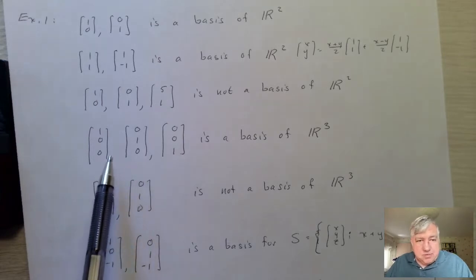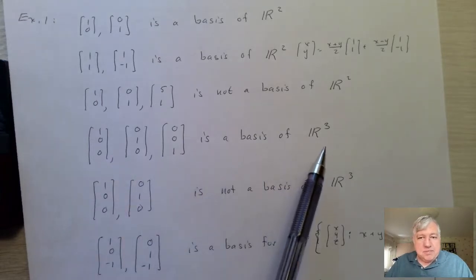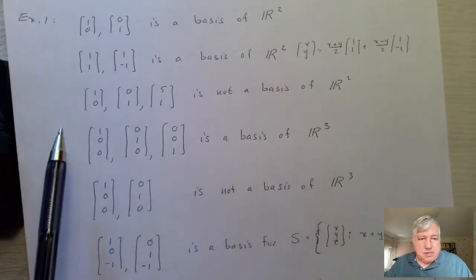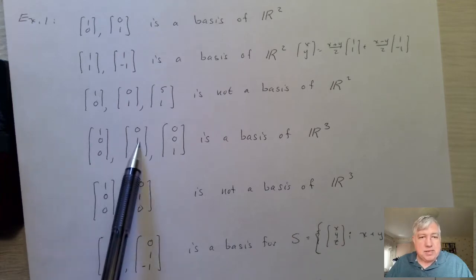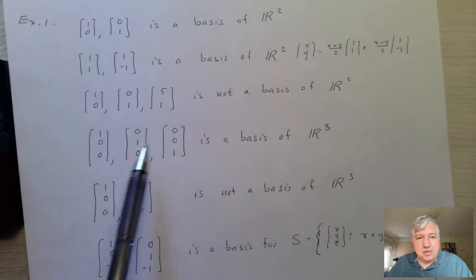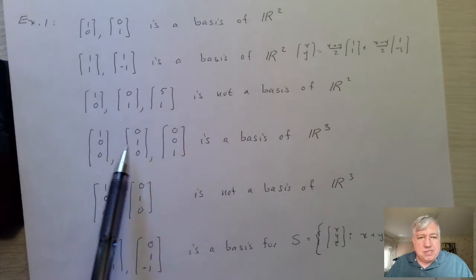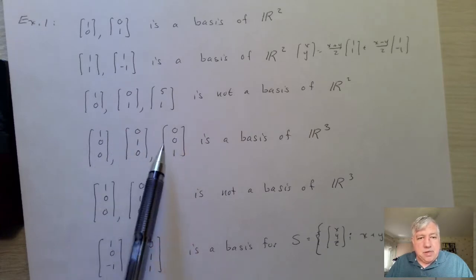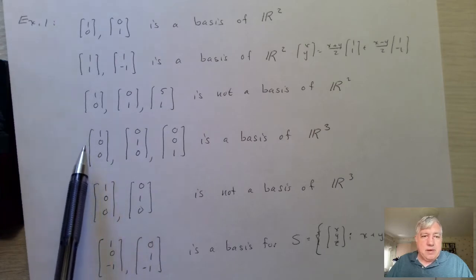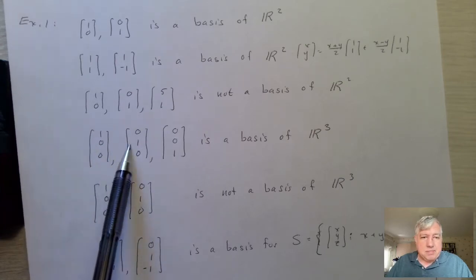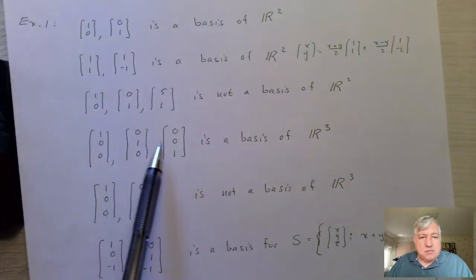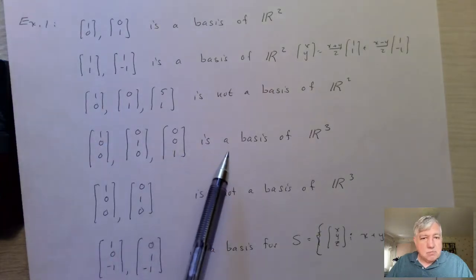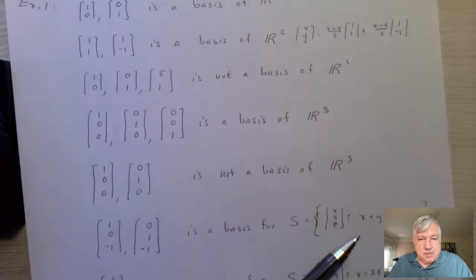These three vectors are a basis for R3, because any triple (x, y, z) can be written as x times this plus y times this plus z times this. And I think you can see that these are linearly independent. The only way that something times this plus something times this plus something times this is 0 is if all these somethings are 0. So they're linearly independent. So it's a basis.